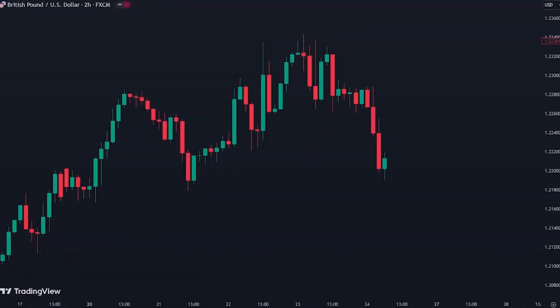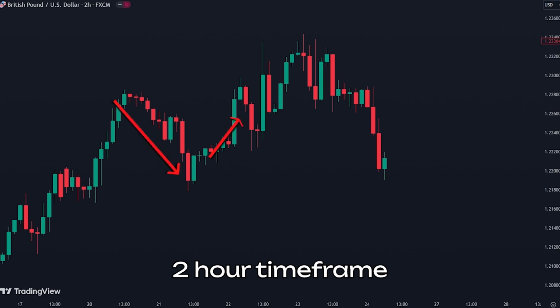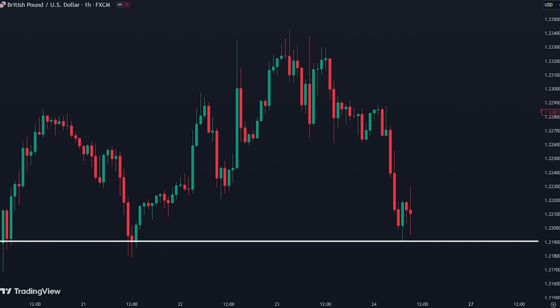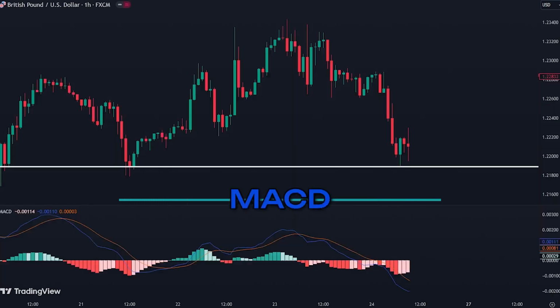So here's the pound yen on the 2-hour time frame, and over the left we can see that prices went down, hit, and reversed upwards, making this a key support level. Now, as prices went back to this level again, we want to confirm that there's actual upwards momentum as the price touches this area. So again, you want to zoom in 2 time frames below and apply the MACD indicator.